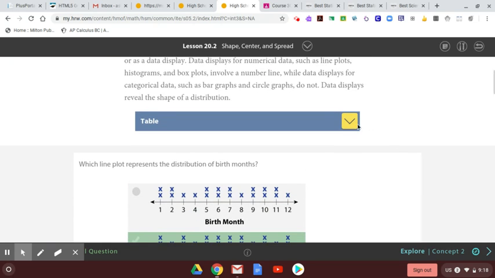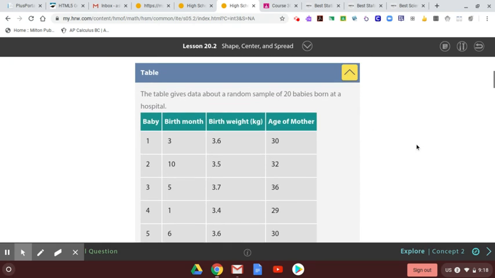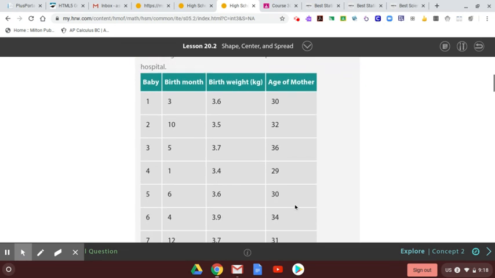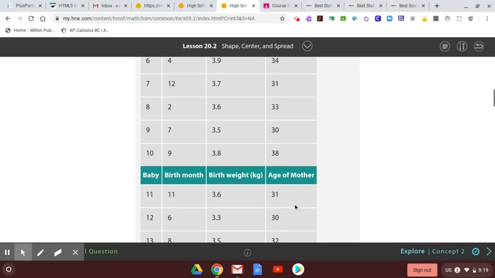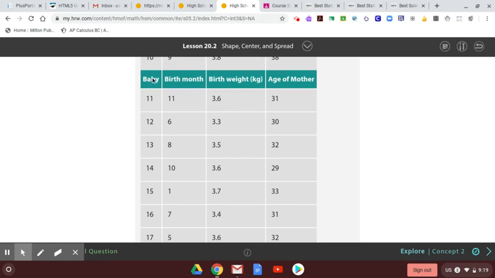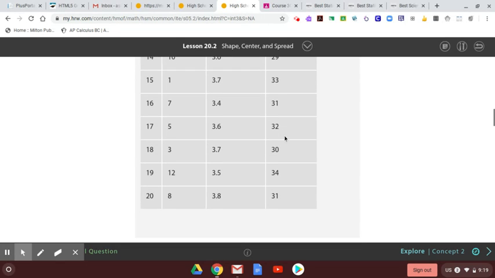So here we have a table of raw data. 20 babies are born, and this is some information about those 20 babies. We have the birth month. Birth month 1 would be January, birth month 3 would be March, and so on. Then we have the birth weight of each baby in kilograms, and then we have the age of the mother. As we scroll down, it just lists off the 20 pieces of data. It just re-puts this here so you don't forget the name of the categories. So those are the 20 pieces of data.